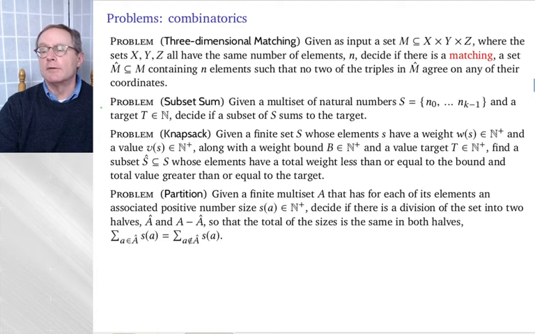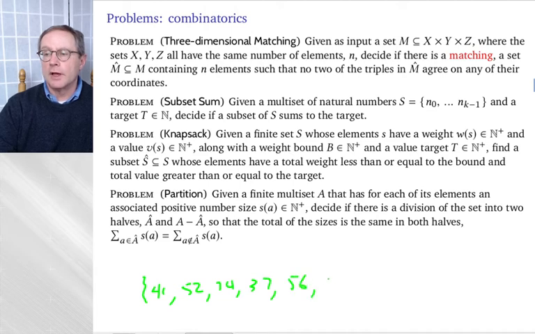Subset sum. You're given a multiset of natural numbers, a bunch of numbers and a target, and you decide if some subset of S sums to the target. So I'll write down some numbers here: 41, 52, 74, 37, 56, and 91. And I'll ask, is there some subset of these that adds to, say, capital T equals 207?